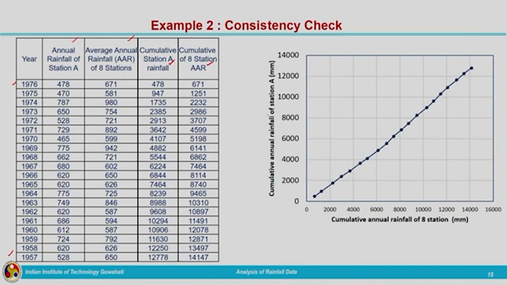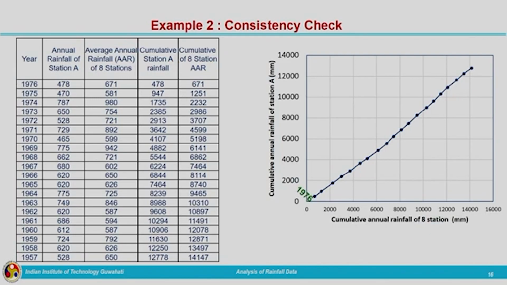Along the y axis, we have the cumulative rainfall from station A, and along the x axis, we plot the values from the neighboring 8 stations. Units can be in centimeters or millimeters depending on your convenience. Now, we will look at the graph to see whether there is any observable change in the slope.